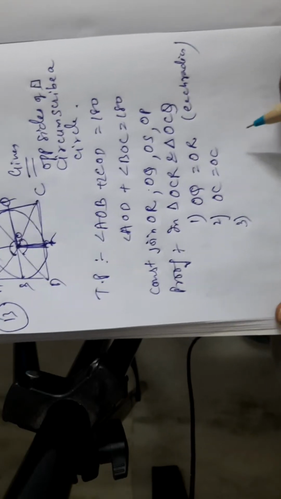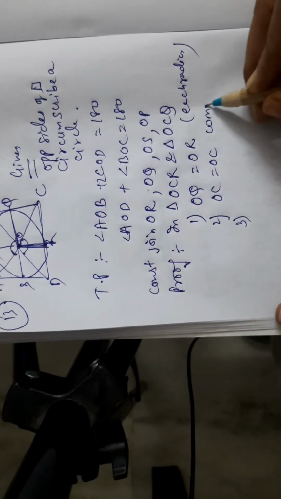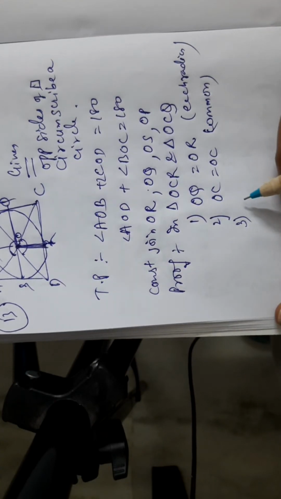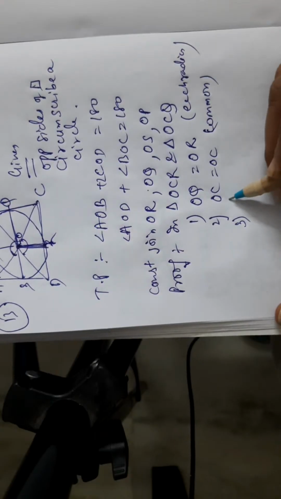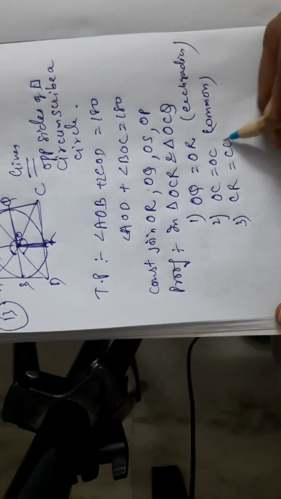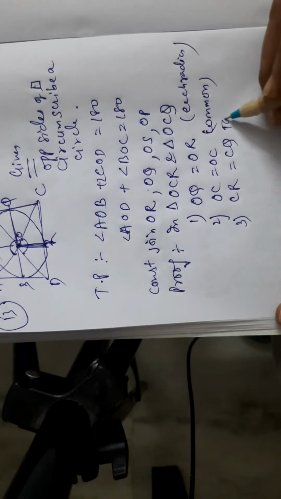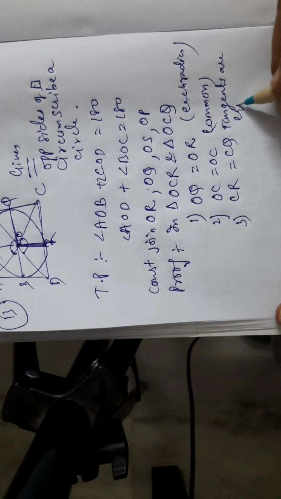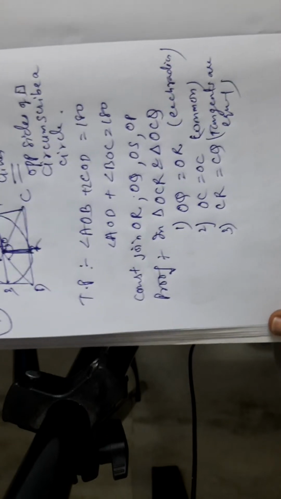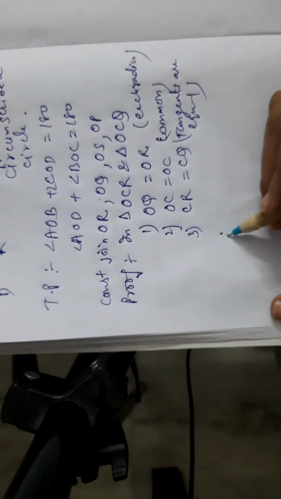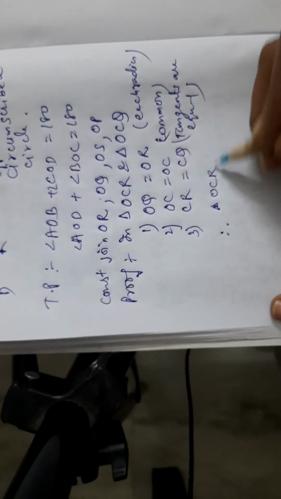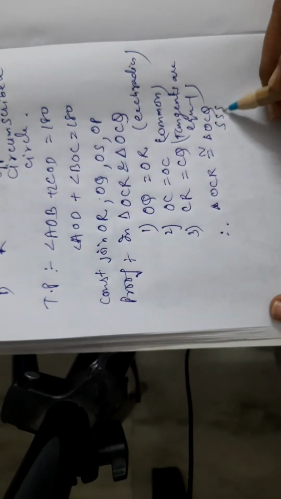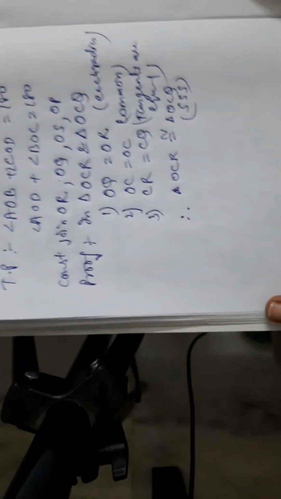Third point, CR is equal to CQ. Tangents are equal from an external point. Therefore, triangle OCR is congruent to triangle OCQ by side, side, side, by SSS congruency.